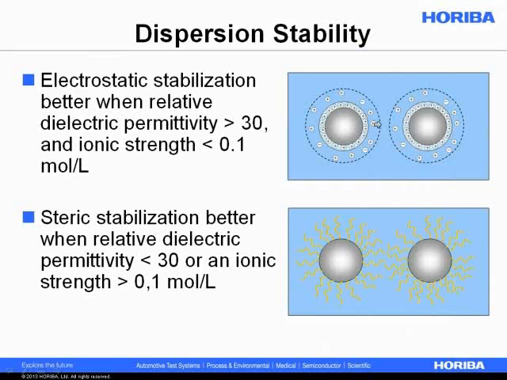One is electrostatic stabilization, where we build up a charge on the surface, and essentially these particles act like magnets and repel each other. We typically use electrostatic stabilization when we know the relative permittivity of the system is greater than 30, and if the ionic strength is less than about 0.1 moles per liter.